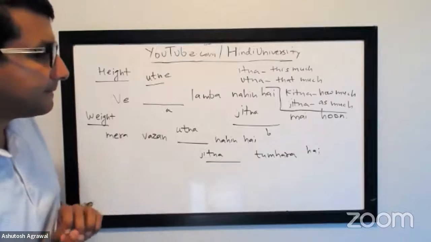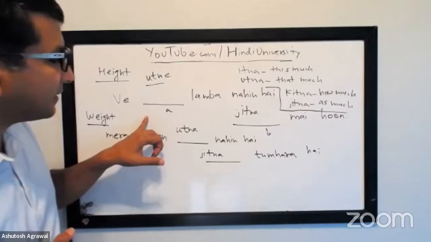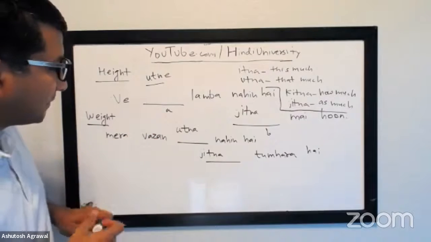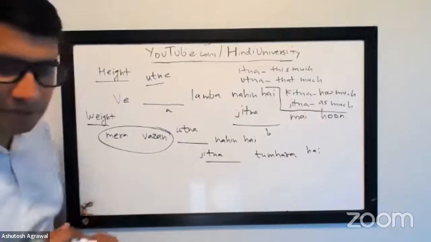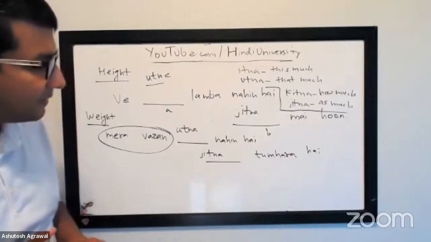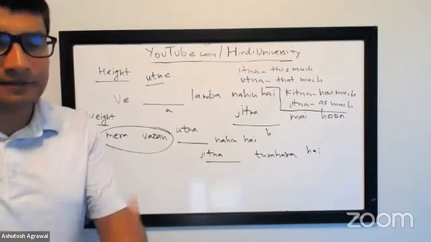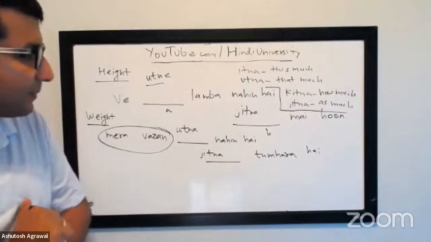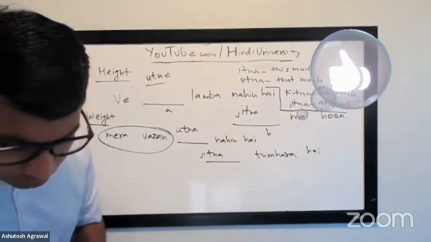Yeah, I have a quick question. So in the first sentence, lomba is an adjective, right? That's right. But in the second one, vajan is a noun. But you're comparing the weight, mera vajan, my weight. My weight is not like this much versus that much, right? So you're comparing that. Okay, yep, that makes sense.